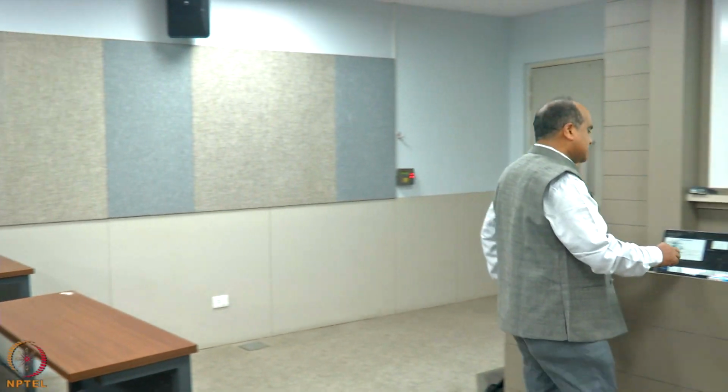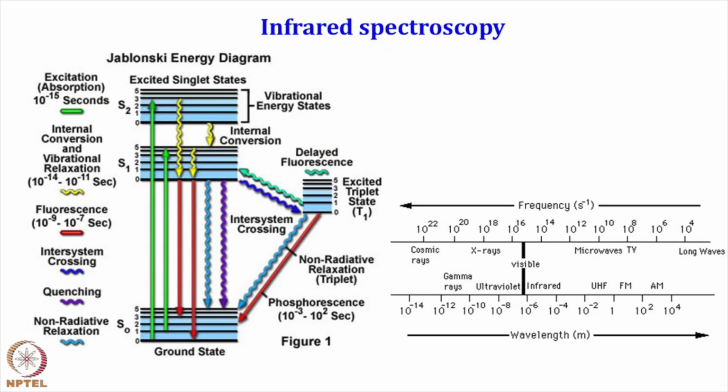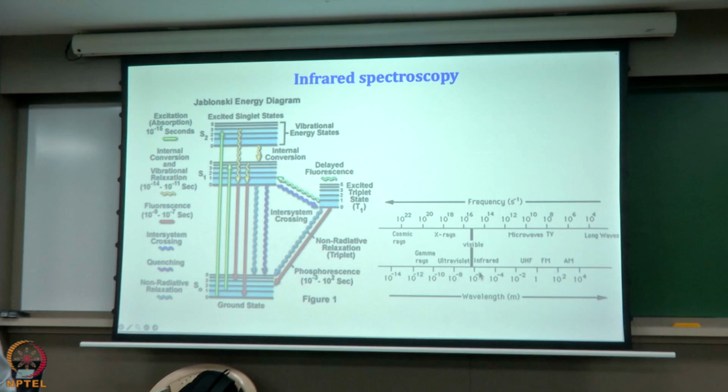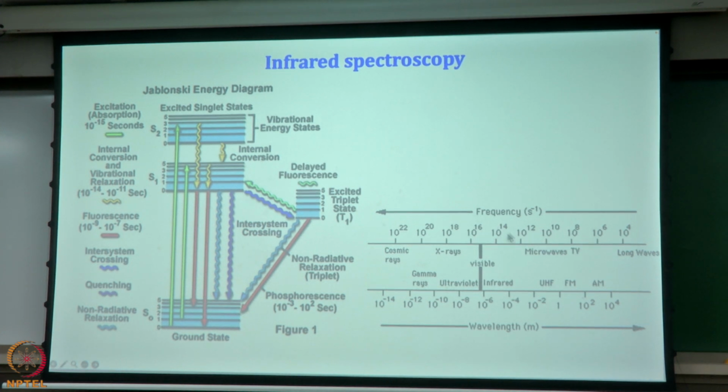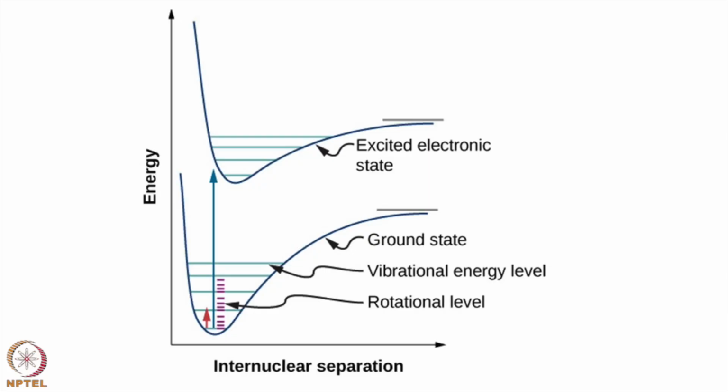So, we can essentially excite these vibrational states, and that is infrared spectroscopy. You can do it in the wavelength range of 10 to the power minus 6 to 10 to the power minus 4, with frequencies of around 10 to the power 14 to 12. So, this is the level that we intend to excite, the vibrational level, using infrared spectroscopy.